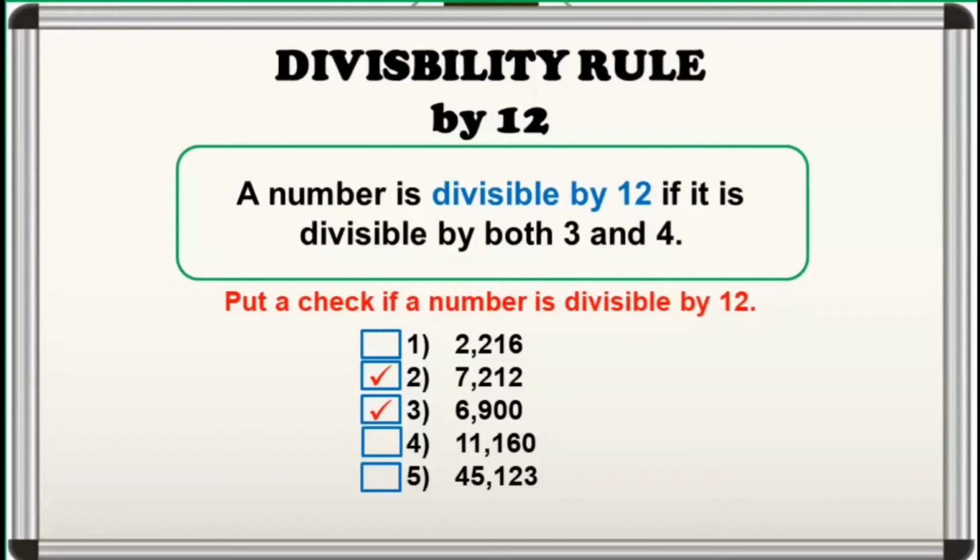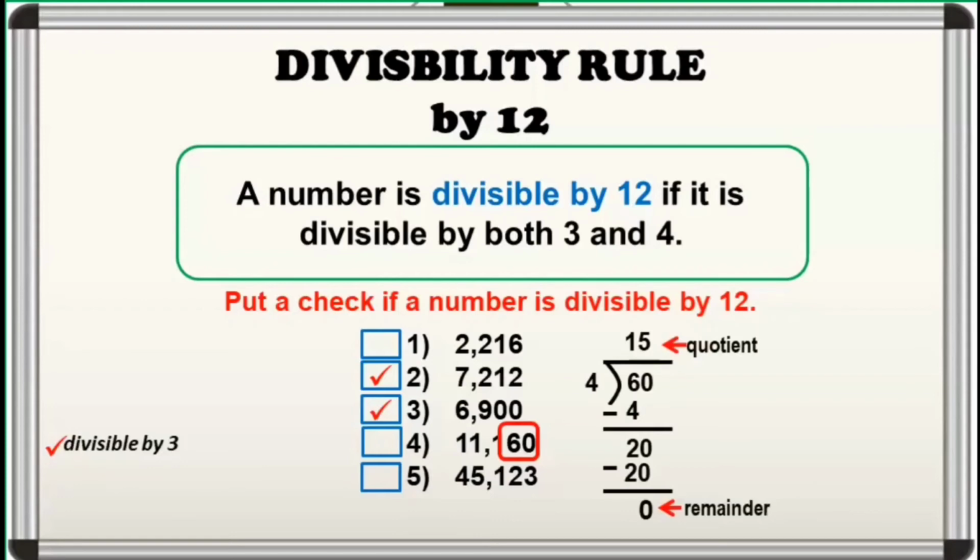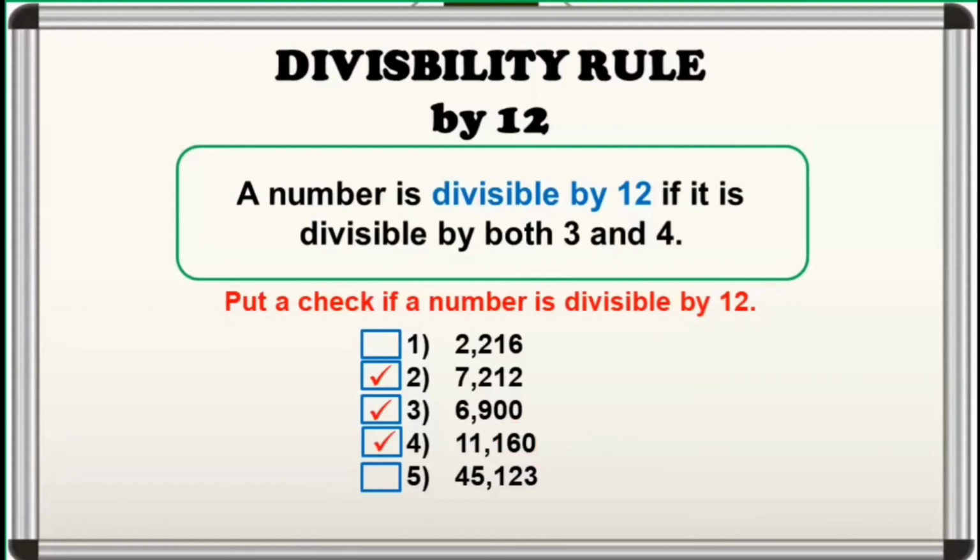For number 4, the sum of its digits is 9, so the given number must be divisible by 3. Also, its last two digits form the number 60, and it's obviously divisible by 4, so the given number is also divisible by 4. We can conclude that the given number is divisible by 12.